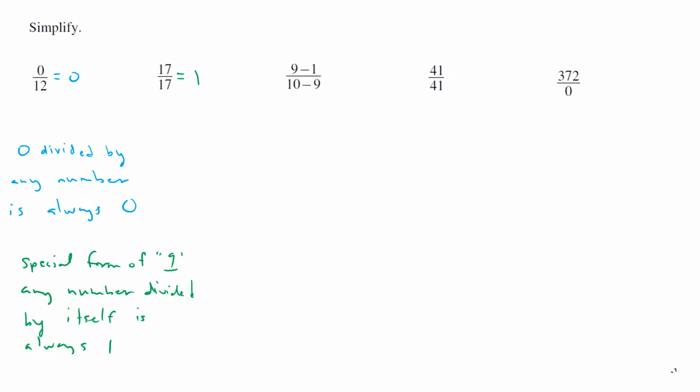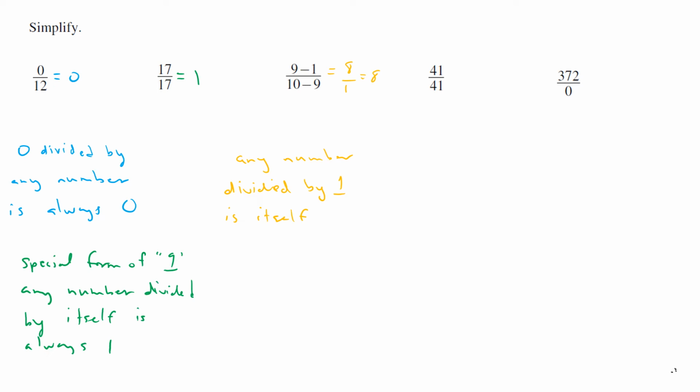Alright, on this next example here, we want to simplify the numerator first and then the denominator. Well, 9 minus 1 is 8, and 10 minus 9 is 1. And so here's another special circumstance. Any number divided by 1 is itself. So 8 divided by 1 is just going to be 8.